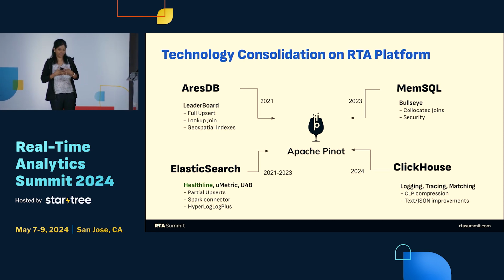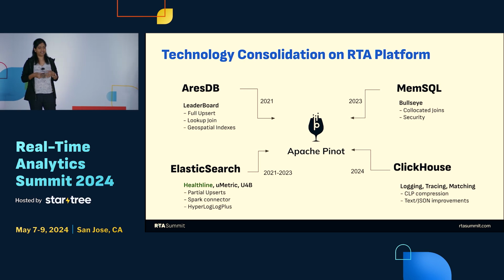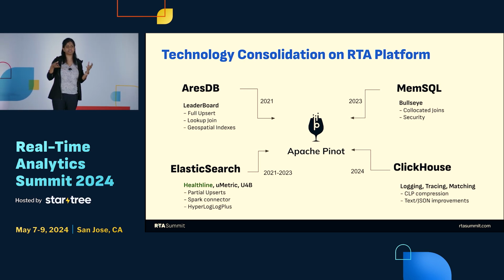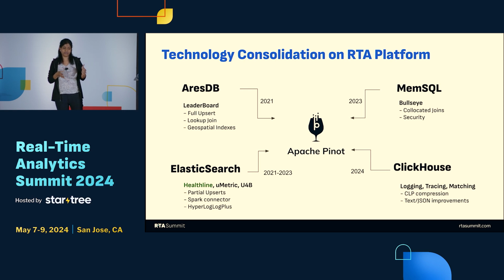So what we did in the last 4 years is try to consolidate these technologies onto Pinot as a single storage stack, and we have successfully deprecated AresDB, which was the GPU-based OLAP engine. It was developed at Uber and later open sourced. But because of cost efficiency, GPUs are always expensive. And then we were able to build the feature set which was missing in Pinot at that time, and contributed back to open source. For example, to deprecate AresDB, we added full upsert, lookup join, and geospatial index support.